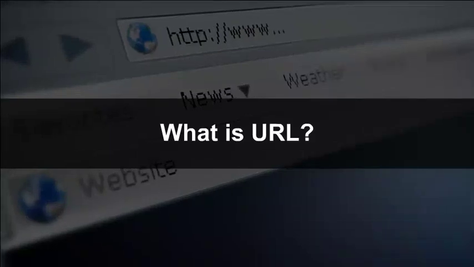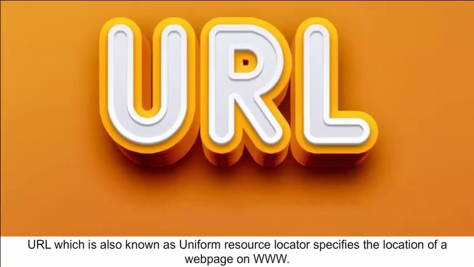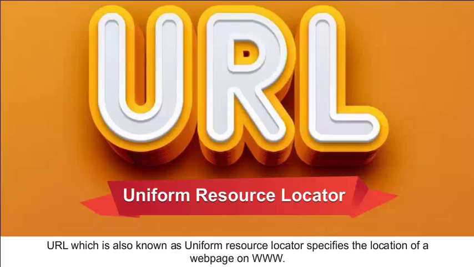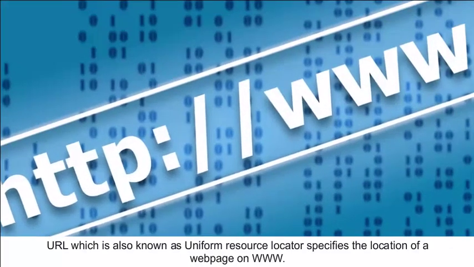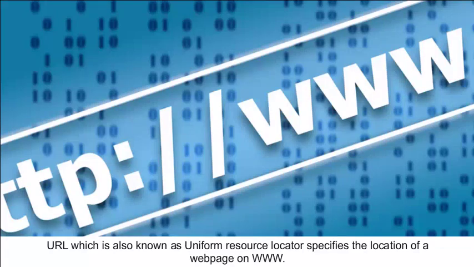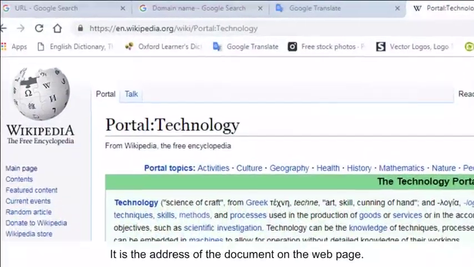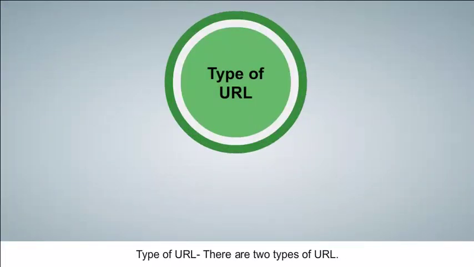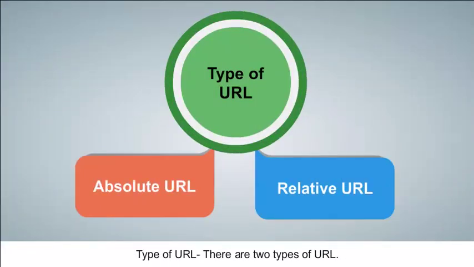What is URL? URL, which is also known as Uniform Resource Locator, specifies the location of a web page on www. It is the address of the document on the web. Types of URL. There are two types of URL.